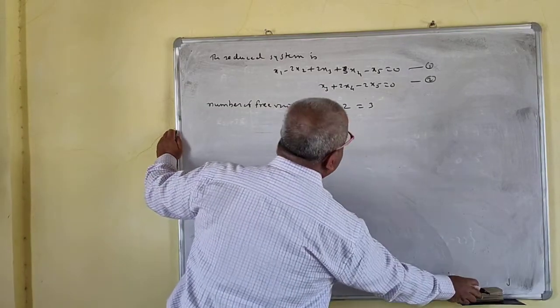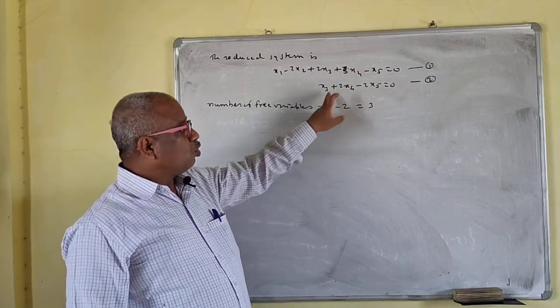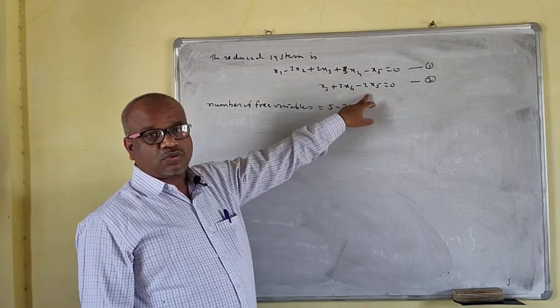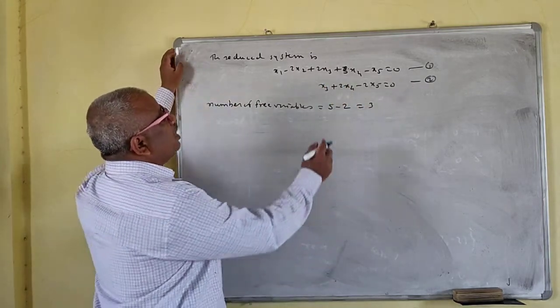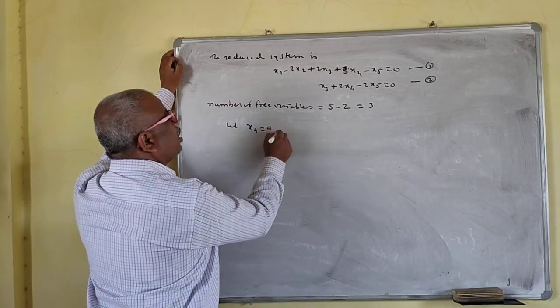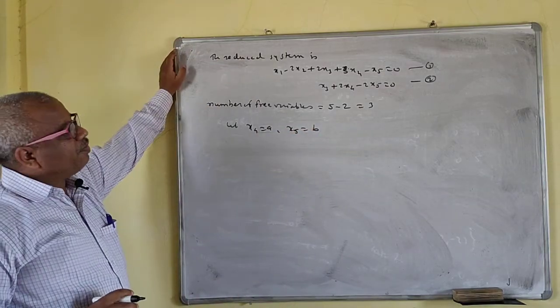So what here? This is the equation containing 3 variables, so don't keep all 3 variables as free variables. We'll keep 2 variables from here as the free variables and 1 from this one. So we'll keep this x3, x4, so that x4 is equal to A, x5 is equal to B. So easily you can find the value of A.